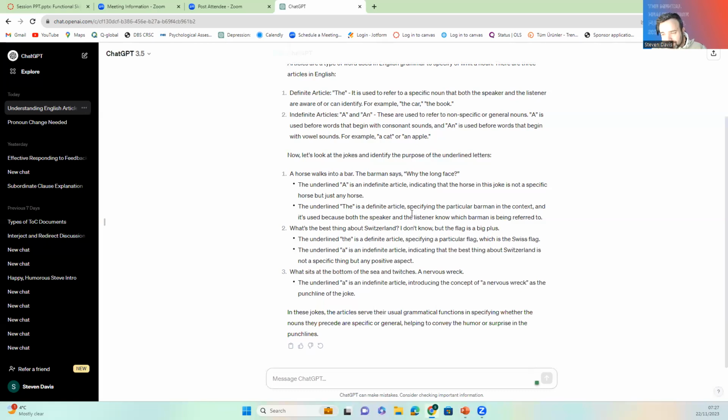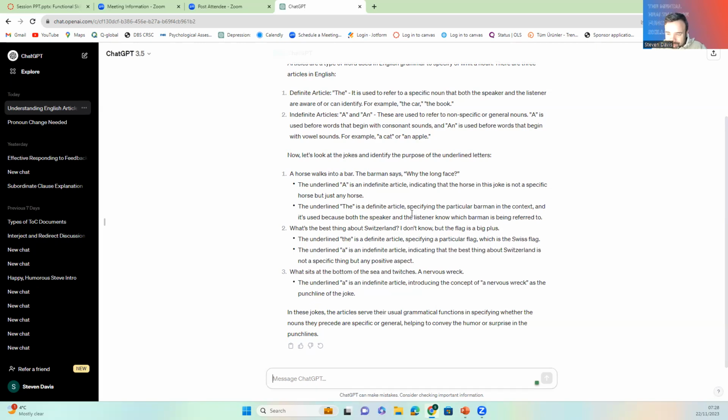So what's the best thing about Switzerland? I don't know, but the flag is a big plus. The underlined the is the definite article here, specifying a particular flag, which is the Swiss flag. The underlined a is an indefinite article indicating the best thing about Switzerland's flag is not a specific thing, but a positive aspect. Hey, probably I just don't get jokes.